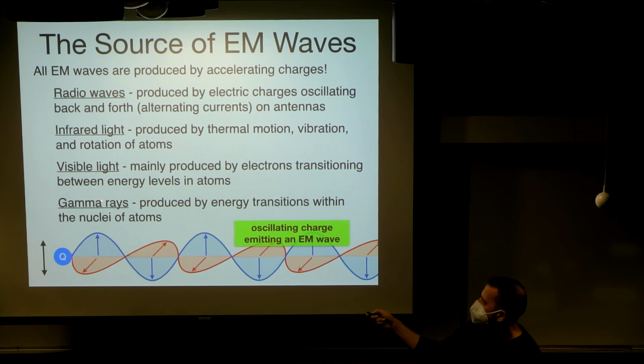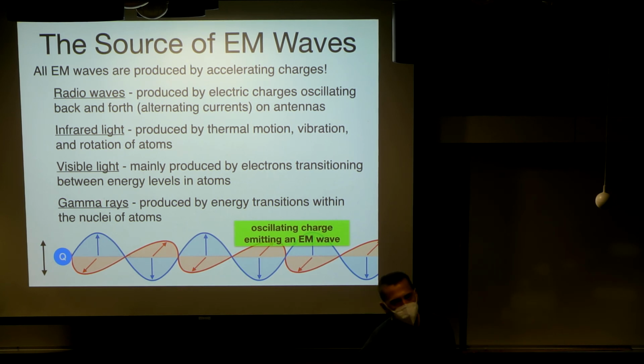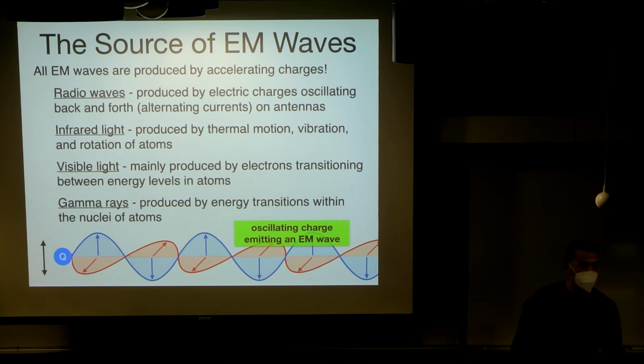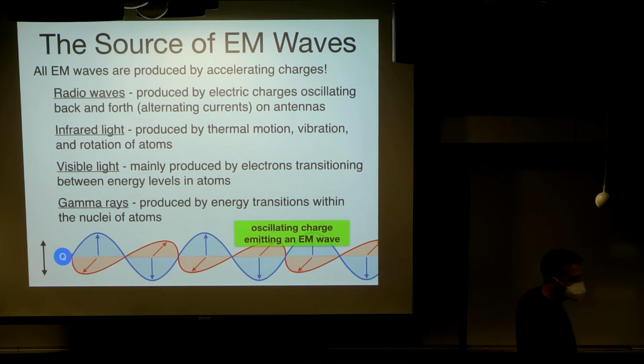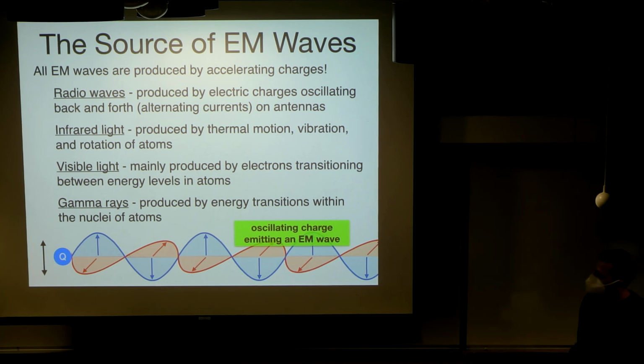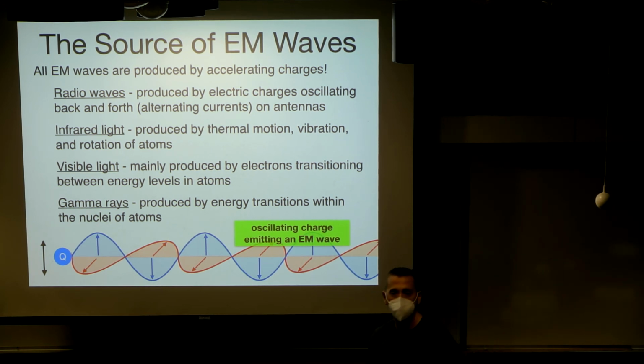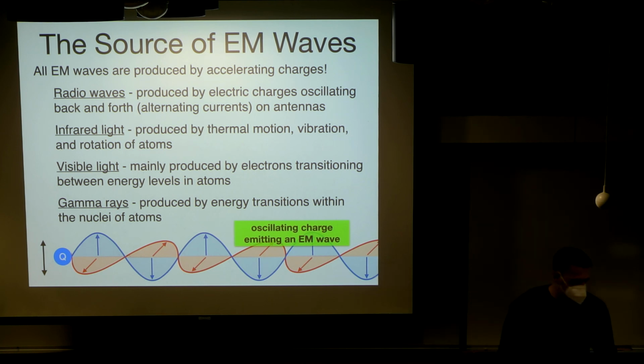All right, where does visible light mostly come from? Most visible light is produced by electrons within atoms transitioning from one energy level to another. That's the type of accelerating charge we're talking about when it comes to visible light. Gamma rays, those are the really short wavelength EM waves. Those are generally produced by things going on in the nucleus of an atom. So the nucleus transitioning from one state to another. But all of these are just different examples of accelerating charge, okay?